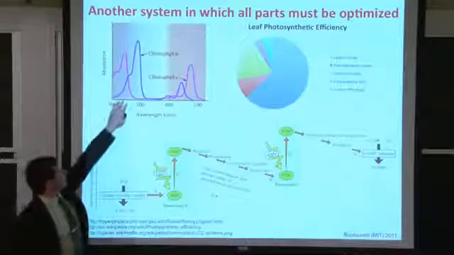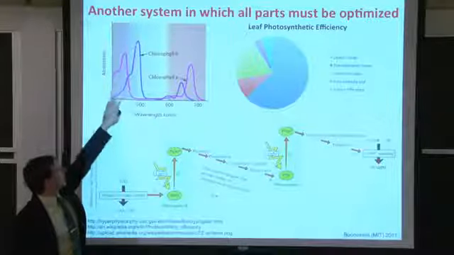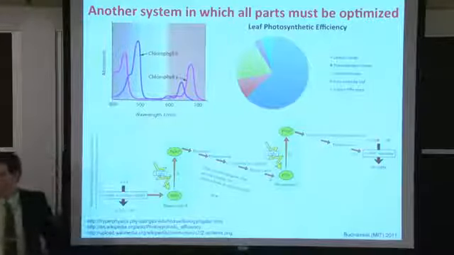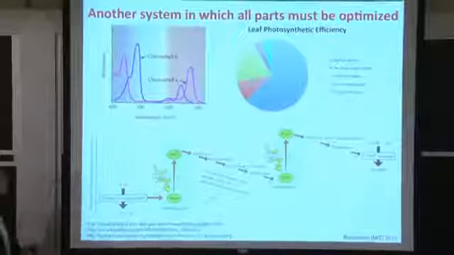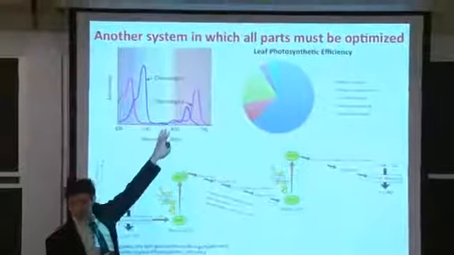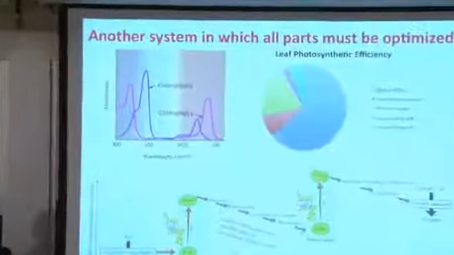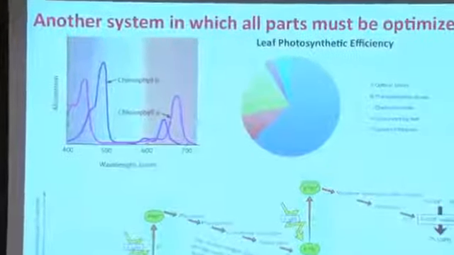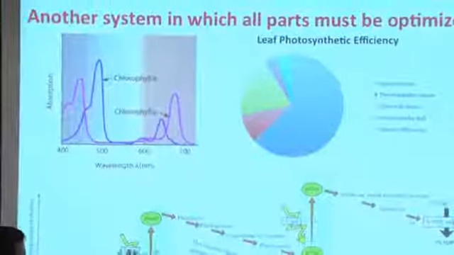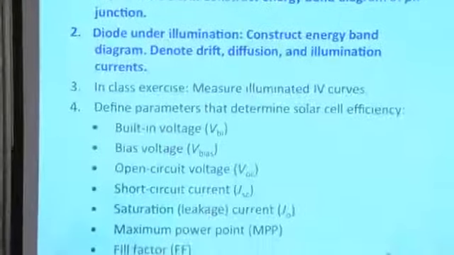And that in part is largely due to optical losses. If you look at the absorption spectrum of the different types of chlorophyll here, you'll see large portions of the solar spectrum that go underutilized. So again, another system that's similar to a solar cell, in that the total system efficiency is the product of each individual component going along here.